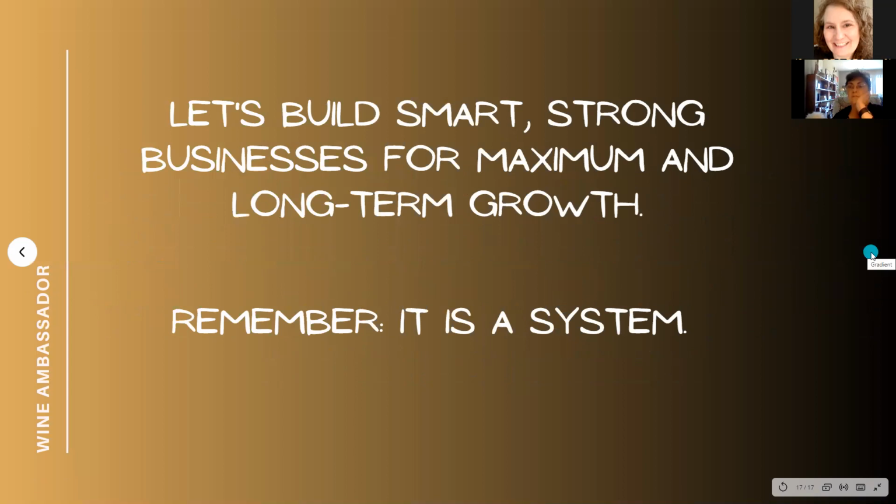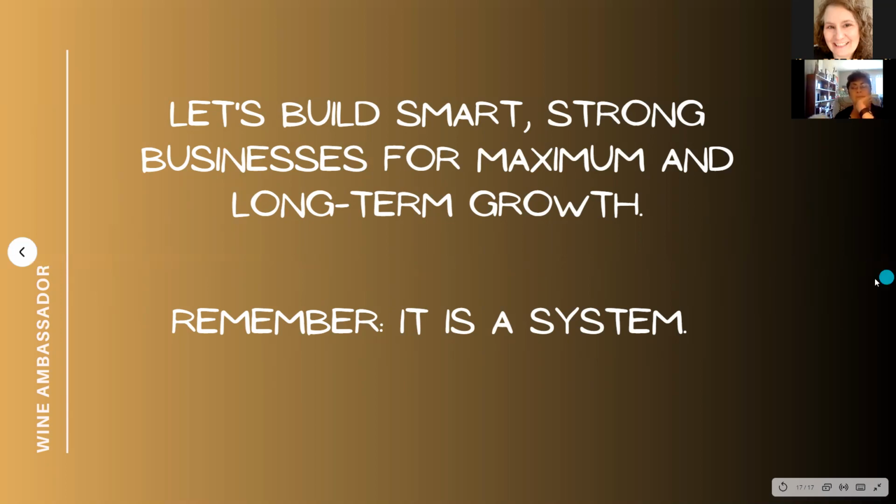So going forward, especially with Wine Ambassador, we want to build a smart, strong business for maximum and long-term growth. I don't know about you guys, but I don't intend on quitting next year or in 2 years or 3 years. I'm here for the long term. Velovita may have a 5-year retirement plan for us. I don't plan on taking advantage of it.